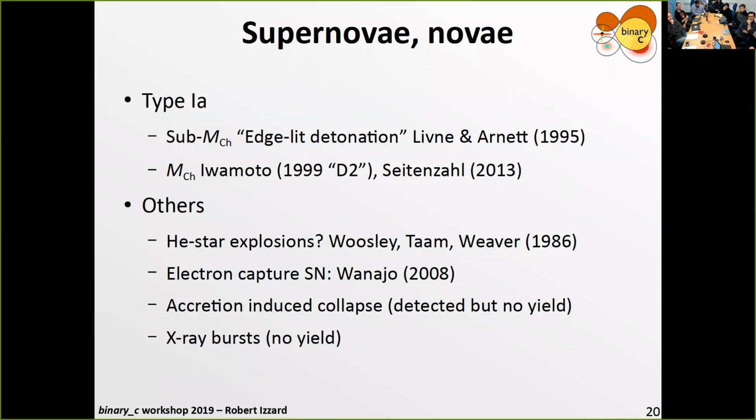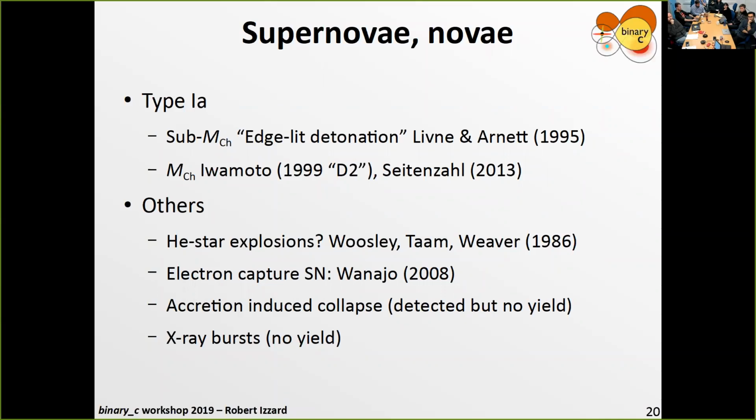We also do type 1As, so there are various different type 1A prescriptions, the reason being that nobody has a clue what type 1As actually are, and that's why people get working on it. That's good, except that they're probably exploding white dwarfs. The sub-Chandrasekhar edge-lit detonation yields we have from Livne and Arnett from 95. It's pretty old, but no one's really worked on them since, so it's fine.